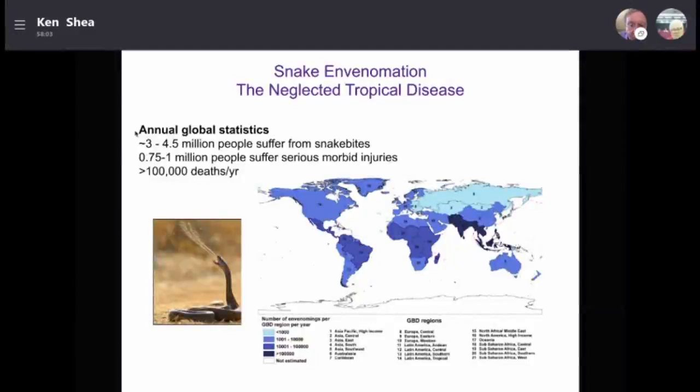First, the worldwide problem of snake envenomation. It's been elevated by the World Health Organization to a category A neglected tropical disease. There are more than 100,000 deaths per year resulting from snake envenomation, and 750,000 to 1 million people suffer serious morbid injuries. The map, which was put together by the World Health Organization, identifies regions in the world, primarily along the tropics, that are most affected by snake envenomation. We see Brazil, of course, is prominent in South America. Also, Sub-Saharan Africa, India, and Southeast Asia are particularly afflicted.